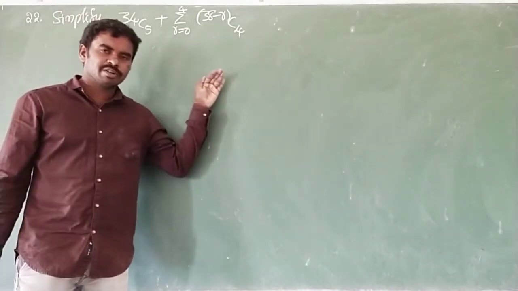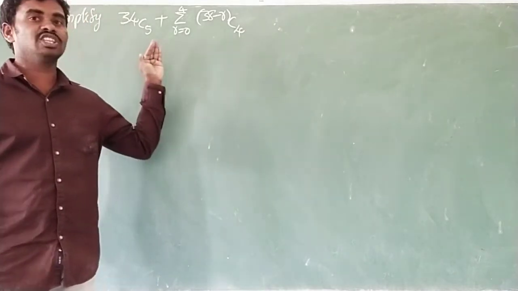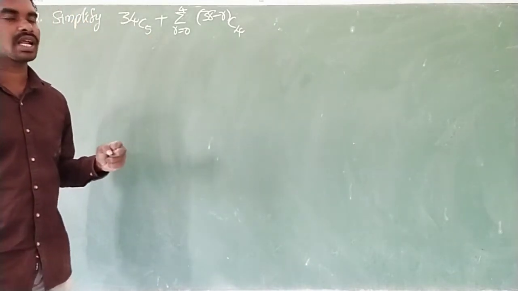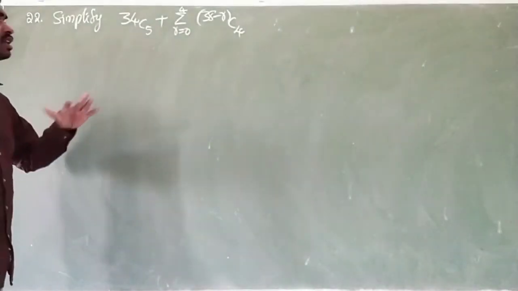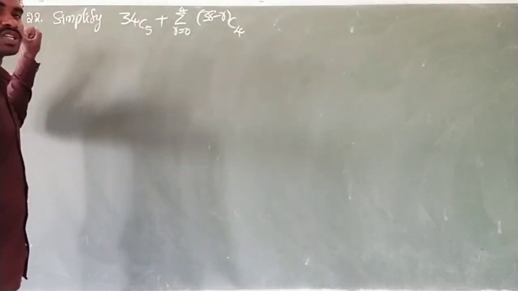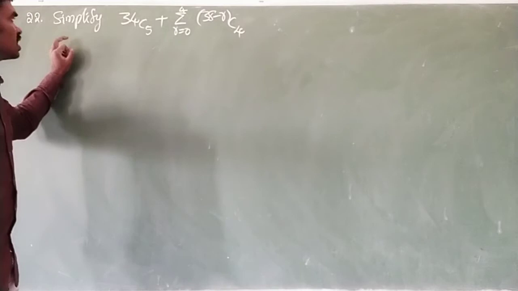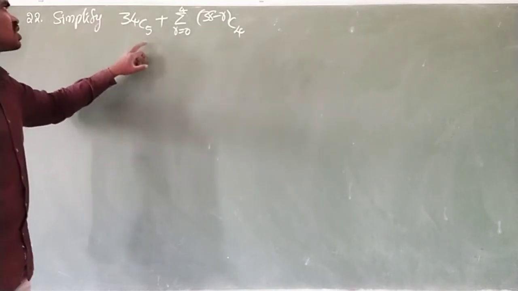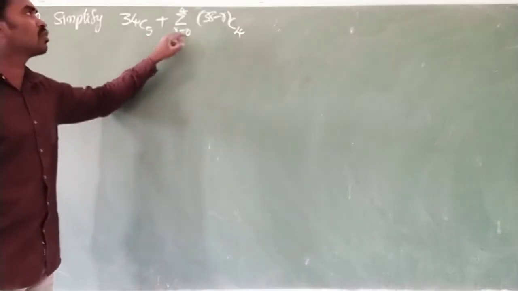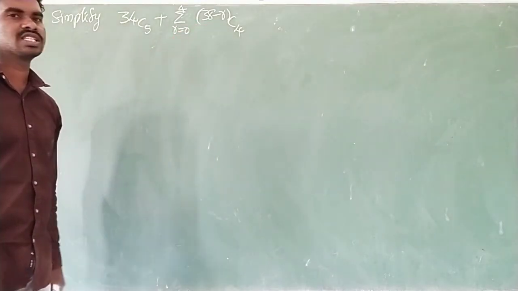Permutations and combinations, intermediate second year mathematics 2A, 7th part, 4 marks questions we are learning. 6 parts are completed. The 7th part, 4 marks questions, 22nd onwards. The 22nd is: simplify 34C5 plus summation r equal 0 to 4, 38 minus r C4.